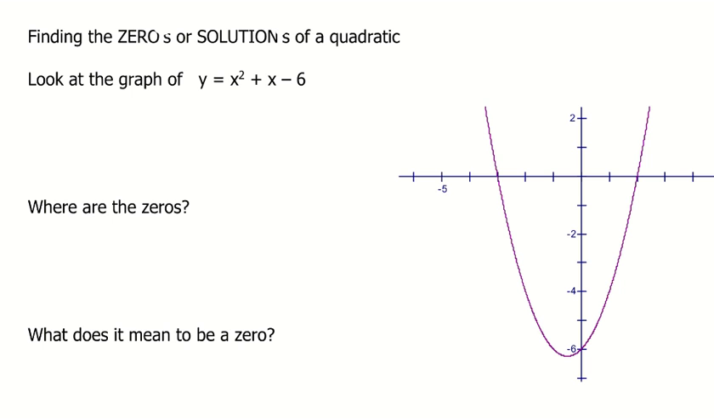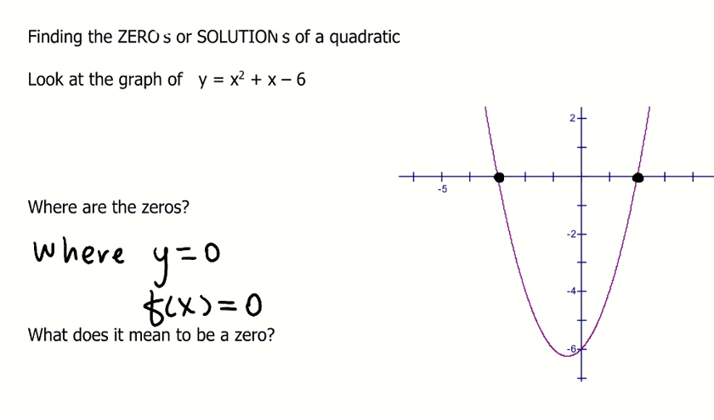Okay, so before we go to actually solve these things, we need to talk about what it actually means to be a 0 or a solution. So where are the zeros? Where are the zeros? Yeah, they're on the x-axis. Yeah, they're where y equals 0. So I see one here and I see one there. Okay, so they are where y equals 0, or maybe where f of x equals 0, if that's how we're looking at things.